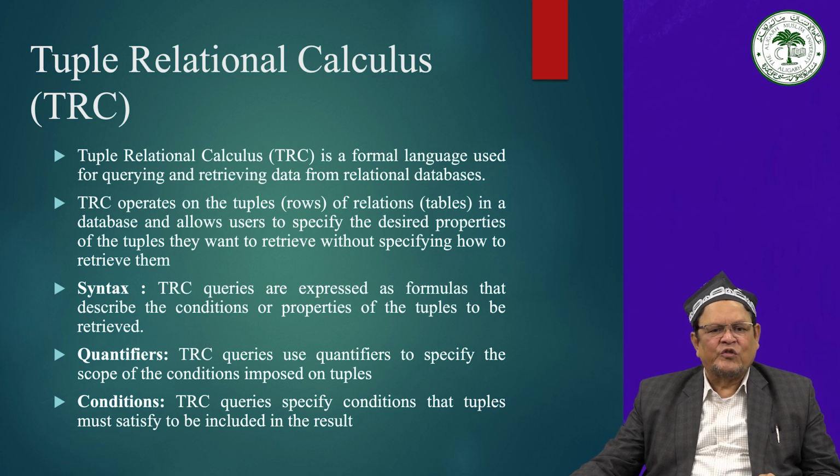The next is query execution. When a TRC query is submitted to a database, the system parses the query, validates its syntax and semantics, and translates it into an execution plan. The execution plan specifies the steps the database system needs to take to retrieve the requested data, such as scanning the appropriate relations, applying filters, and performing any necessary join or aggregation.